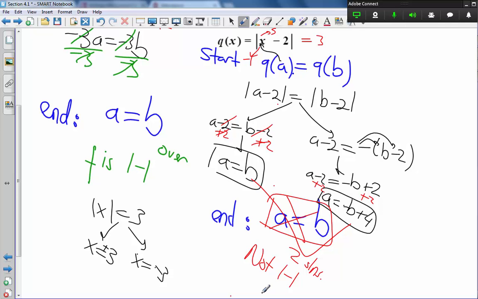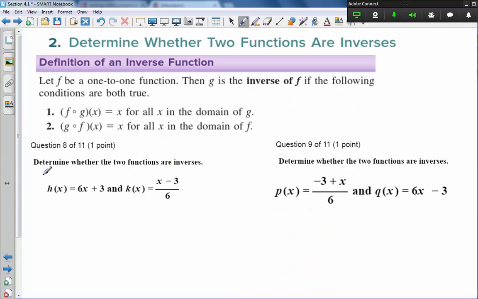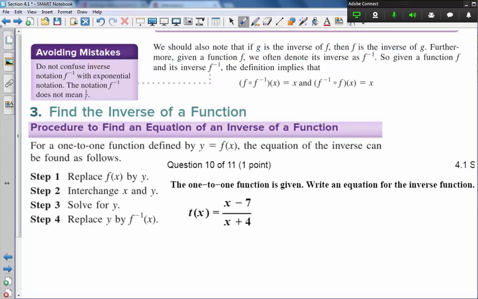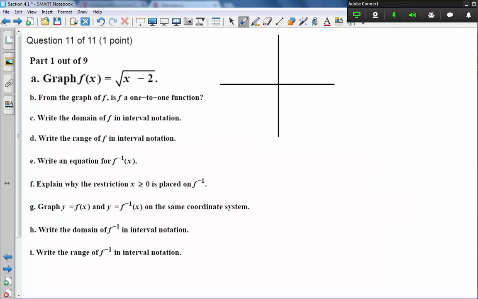I think we're going to see an example about that when we are evaluating inverse. I think we're going to get that. No, I didn't take one. No, we got the square root. No.